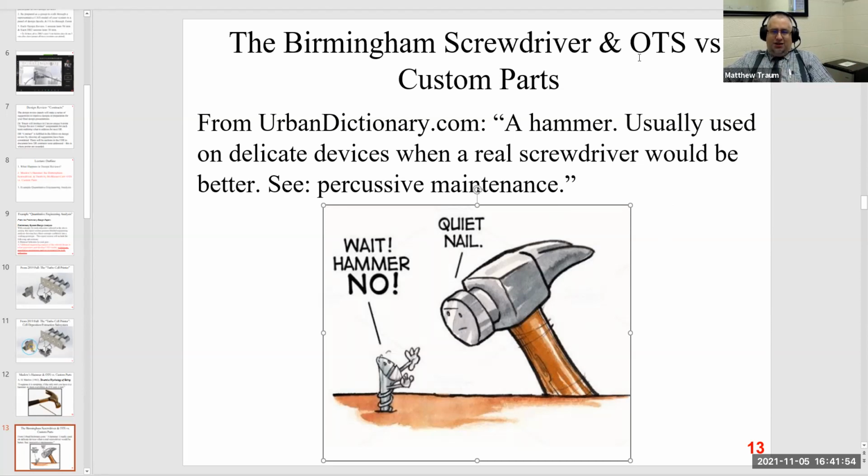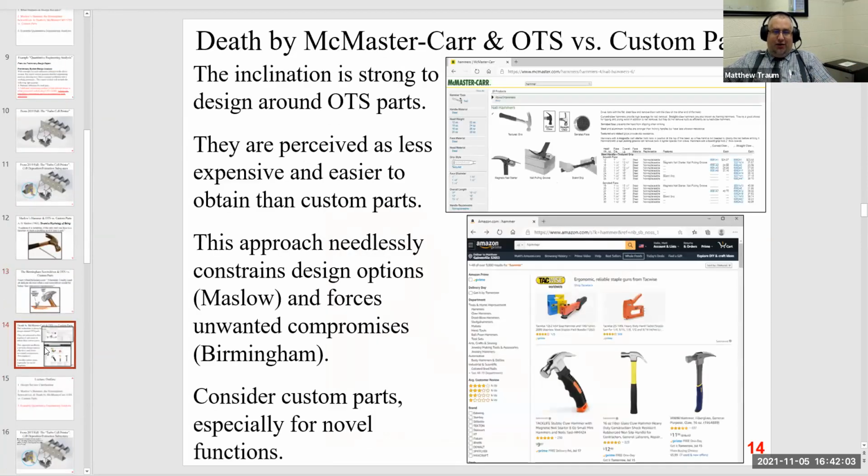The reason that it's important to just be aware that this is a type of bias that creeps into the design process is that we as engineers, especially now in 2021, basically have our own versions of Maslow's hammer and the Birmingham screwdriver, which is McMaster-Carr and Amazon, right? So as you are in the process of developing your preliminary and then ultimately your final designs, you're designing in intimate detail each individual part, right?